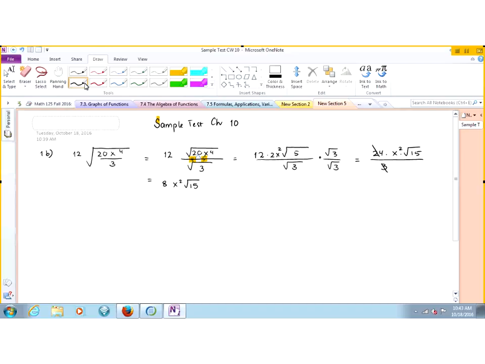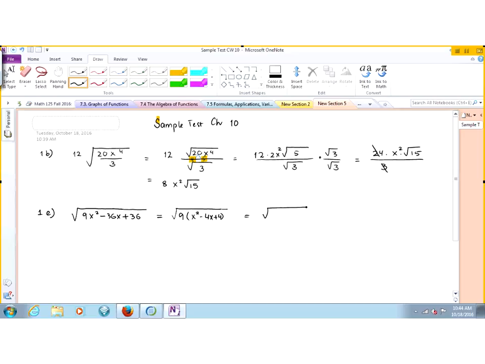1E. Where is 1E? Hold on. Okay. So 1E: square root of 9x squared minus 36x plus 36. So what I could do here is, can I factor out the greatest common factor? 9, 36, 36. What is the greatest common factor? 9. And we are left with x squared minus 4x plus 4.